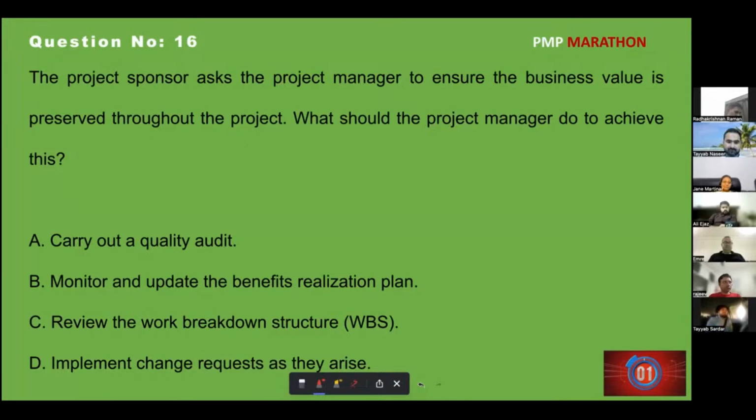Tayyab Nasir, not Tayyab Sardar, you drive car. Tayyab Nasir, solve it.